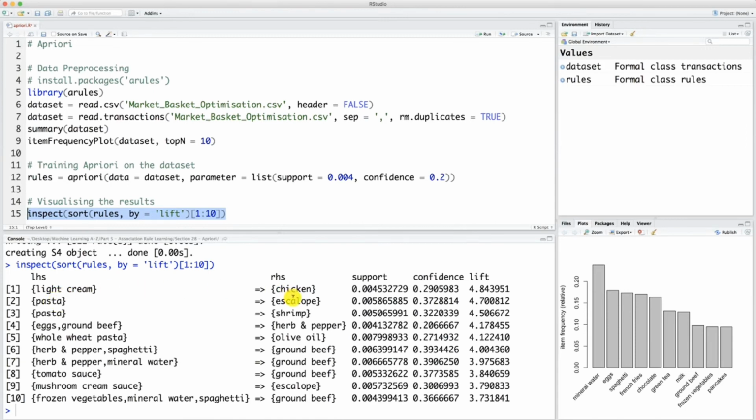That's definitely a great rule to consider, and chicken should definitely be close to light cream. Okay, and then we have, if people buy pasta, they buy escalope. Well, we also had this rule before. However, we have a new rule here. If people buy pasta, they will also buy shrimp. Yes, of course, this is the south of France. People are close to the sea, well, either the Mediterranean Sea or the Atlantic Ocean. And of course, people love associating shrimp with their pasta. That's a very common and exquisite meal in the south of France.